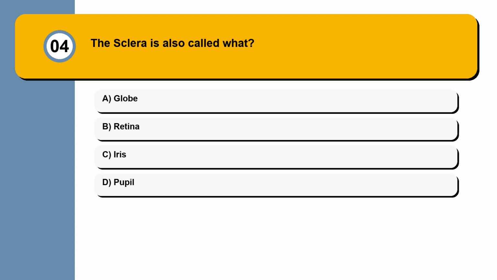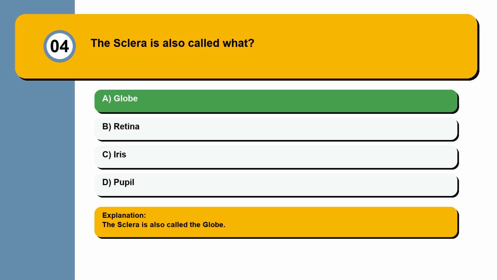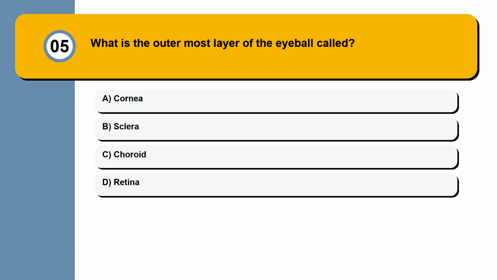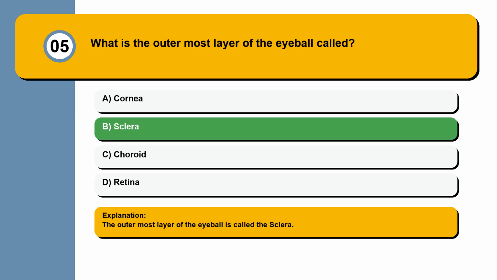Question 4. The sclera is also called what? Globe, retina, iris, pupil. The sclera is also called the globe. Question 5. What is the outermost layer of the eyeball called? Cornea, sclera, choroid, retina. The outermost layer of the eyeball is called the sclera.